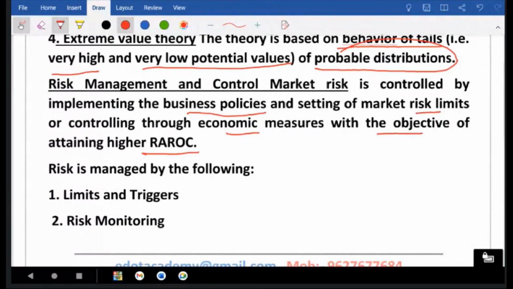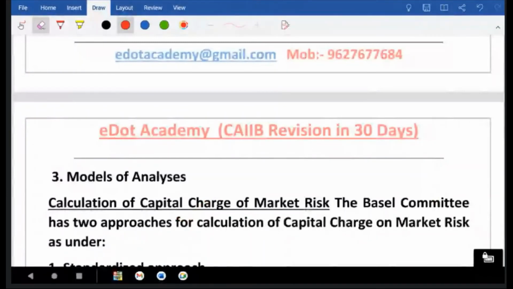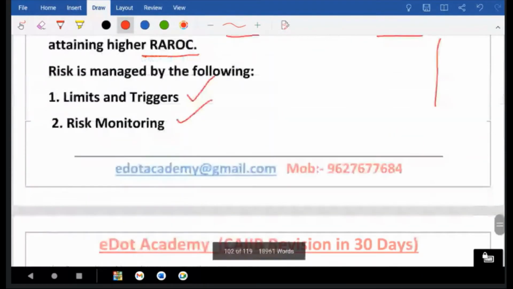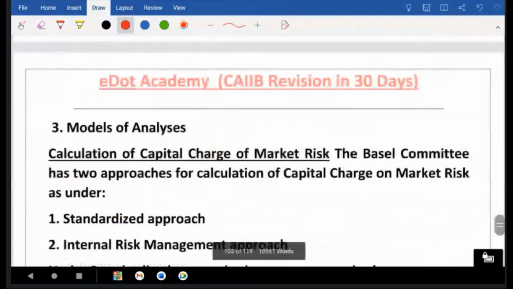So risk is managed by the following: number one, limits and triggers, risk monitoring, and next is models of analysis. So we can create the model also. I'll repeat once again, 3 are here. Number one is limits and triggers. Like we fix the limit, this is the limit up to which you can spend the money. In the banking system also, we give some power to the managers: the approval or sanctioning of loan, this is your limit. And in the trigger system, I can see the red flag accounts. So these are triggers. SMA 0, SMA 1, SMA 2 are the techniques of triggering. Risk monitoring, we can monitor the risk also, and models of analysis, we can prepare the model also.